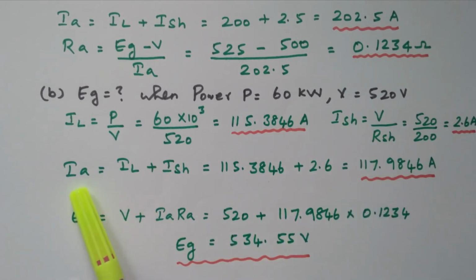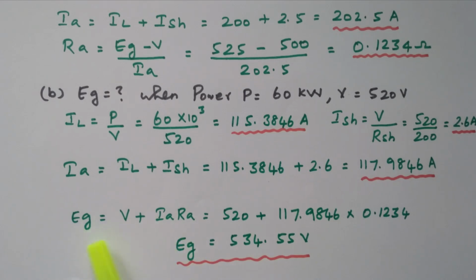For this given power and voltage we calculated the load current and shunt field current. So the armature current IA is nothing but IL plus ISH, because for a shunt generator the sum of these two is the IA. We calculated 115.3846 plus 2.6. The sum of these two is 117.9846 ampere.